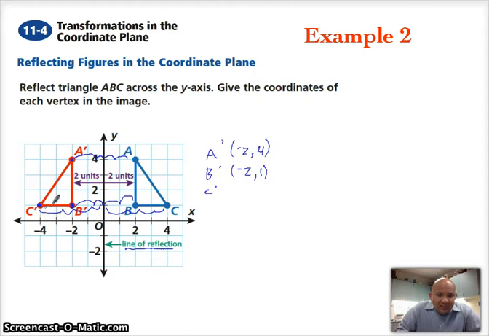That's -4, and then up 1. -4, 1. Those are the 3 vertices of the triangle. That's a reflection of the original.